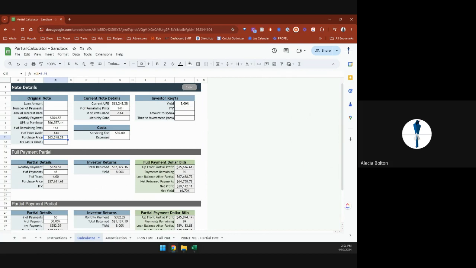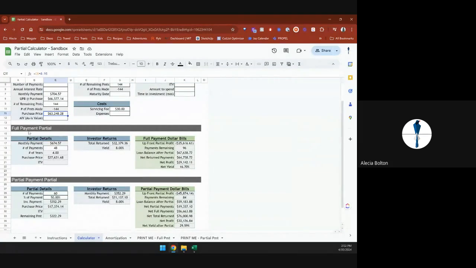Your investor requirements. So this is the yield that you want to sell to your investor. And it can be anything you want. 8% is probably pretty typical. You'll find people who want 12%, and you'll find a rare few people who are happy with 6 or 7. And then these bottom 2 sections are if you're giving a full partial or if you're giving a partial.